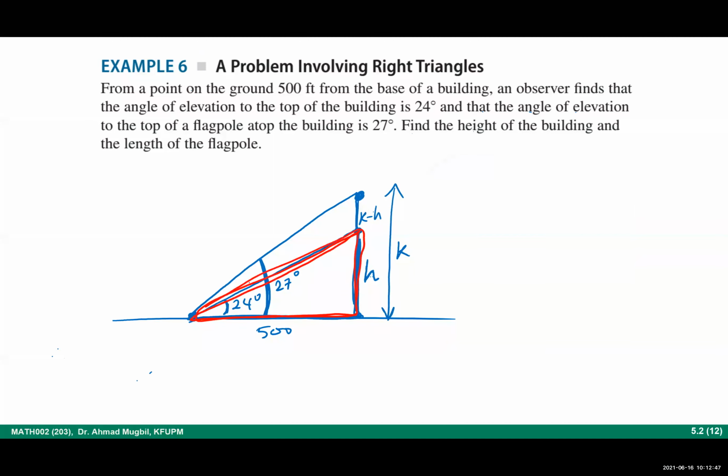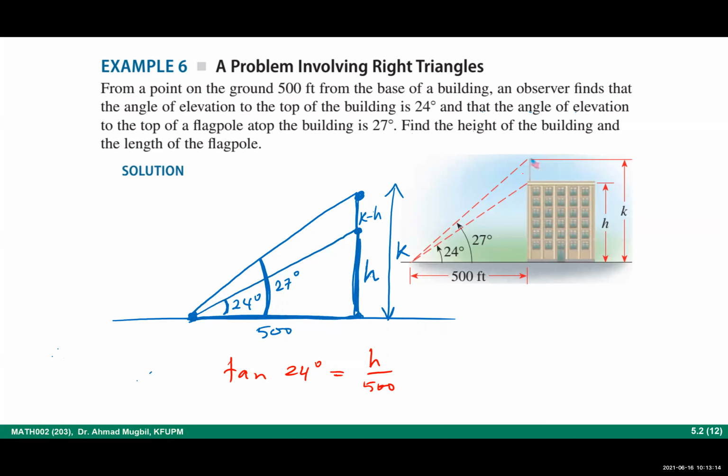Okay, and so easy. What is tan 24? Tan 24 degrees will be equal to H over 500. So from here we can find H. Also for K, what can you do? For K, you cannot use this triangle, ya shabab, because it is not right. It is more clear, I think, in the figure here. Look, this triangle, you cannot use it. It is useless because it is not a right triangle.